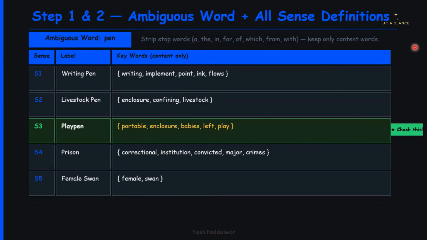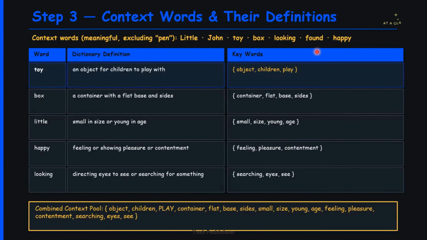In step 1 and step 2, first we have the ambiguous word. We have identified the ambiguous word as pen, right? Then all the sense definitions we have, correct. So we have got steps 1 and 2 respectively, and we have all the data given to us. In step 3, basically we have to compute the context words and their definitions.